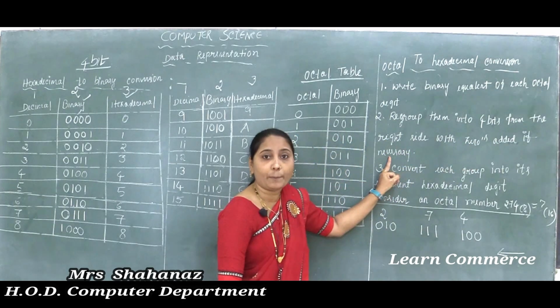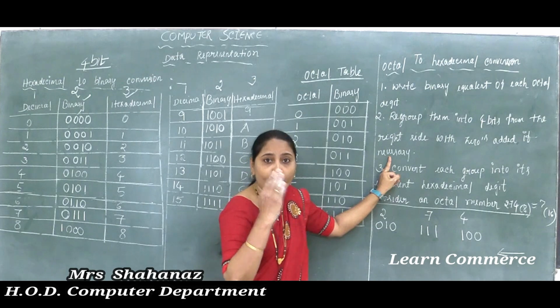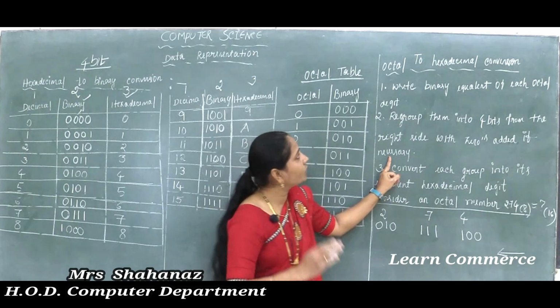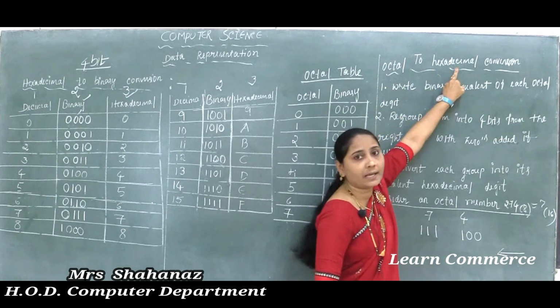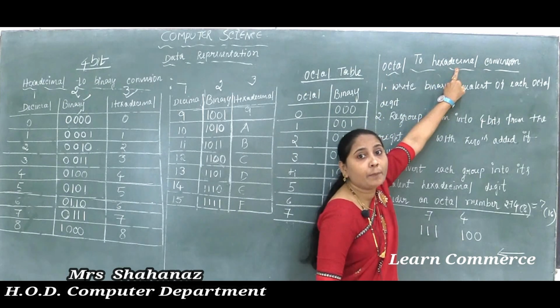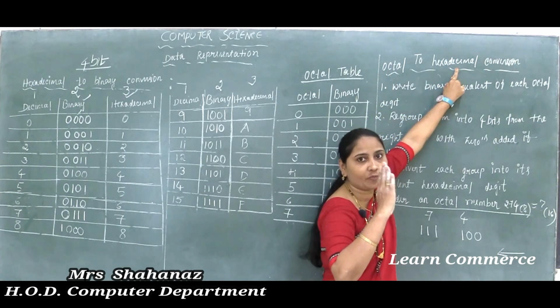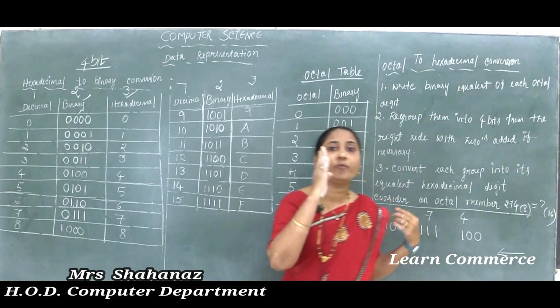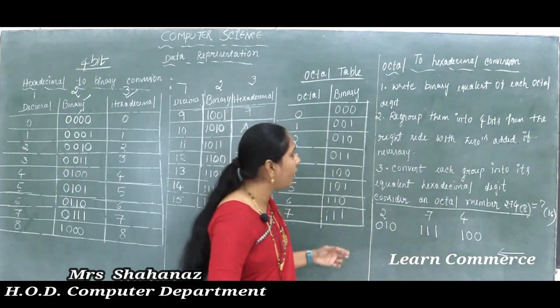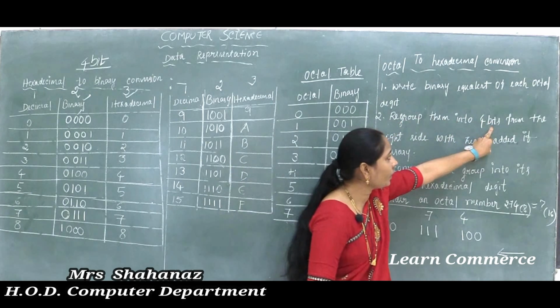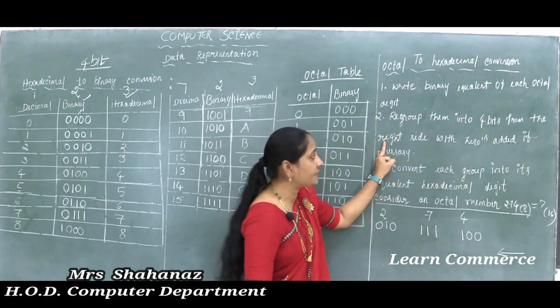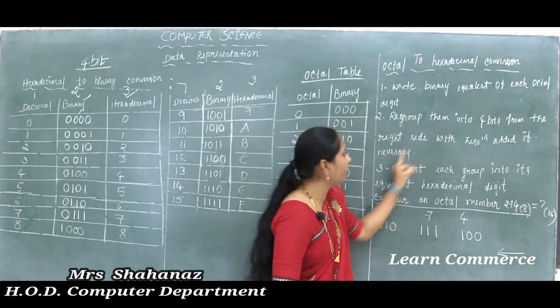If you want to complete into 4 bits here, we need to, because we know the conversion is going to start from octal to hexadecimal. In hexadecimal, the binary equivalent is 4 bits, so we need to convert in one group of 4 bits here. So here how do we move? Regroup them into 4 bits from the right side with zeros added if necessary.